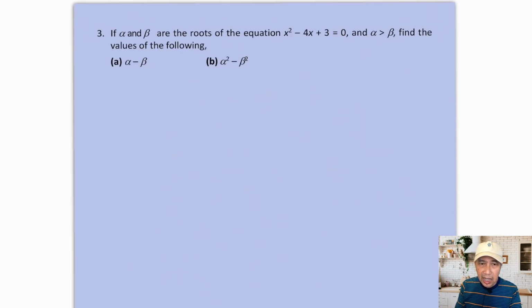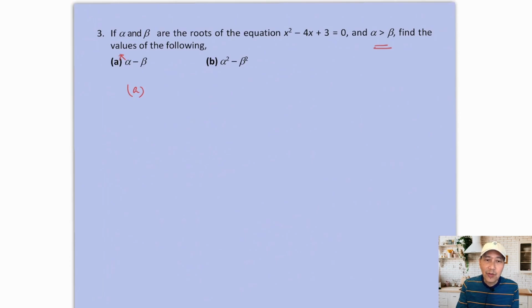Question 3. Alpha and beta are the roots of this equation, and alpha is larger than beta. We remember that first. In part A, we are going to find the difference alpha minus beta. Perhaps we put a star here. Once again, we need to use a special skill to solve it.